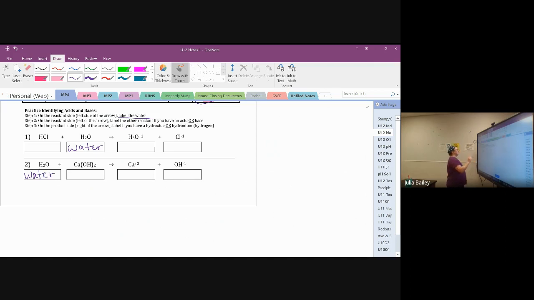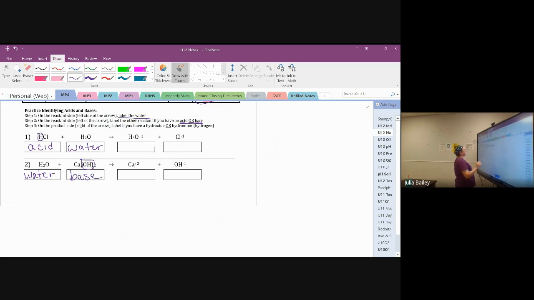Then it says on the reactant side, the left side, label the other reactant as an acid or a base. So in number 1, we're starting with an H. So this is an acid. Versus in number 2, we're starting with a compound that ends in OH. So that makes this one a base.